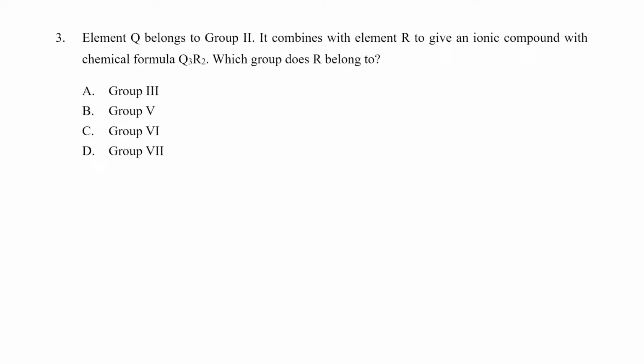2015 question 3. Element Q belongs to group 2. It combines with element R to give an ionic compound with the chemical formula Q3R2. Which group does R belong to? Okay, so we're given that the chemical formula is Q3R2, and that element Q belongs to group 2, and they're asking us which group R belongs to.